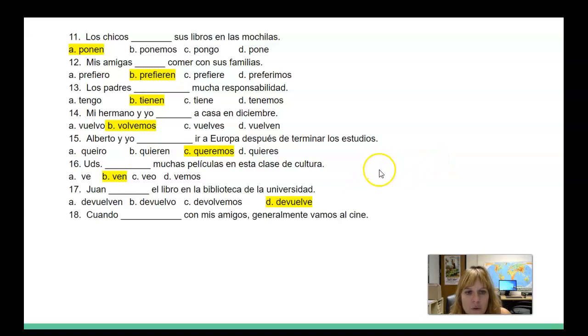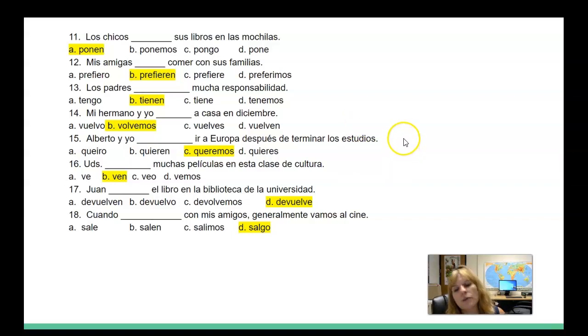Número 18: Cuando salgo con mis amigos. Salgo con mis amigos comes from the verb salir, when I go out with my friends. So, yo salgo de mi casa a las 8. I leave my house at 8. Yo salgo con mis amigos. I go out with my friends. Yo salgo con Jose. I go out with Jose. So, hay diferentes expresiones con el verbo salir.